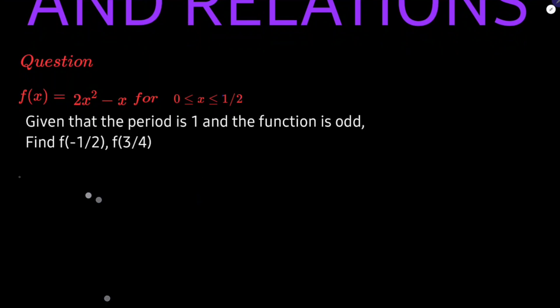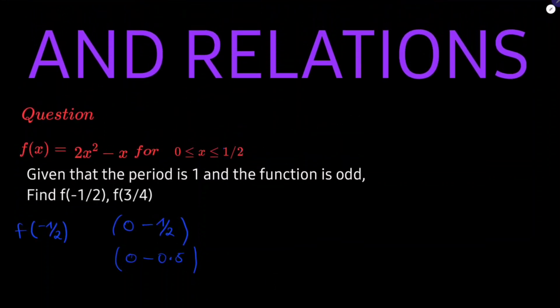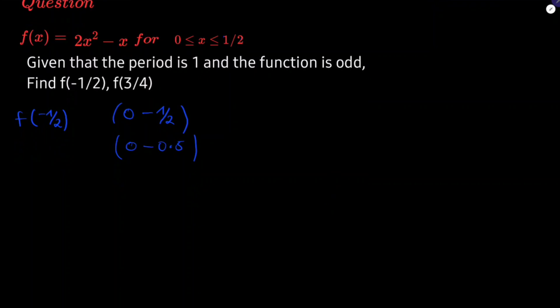So let's start. Let's take the first one, which is f of minus half. Now let's look at our range. Our range is from 0 to half, which is the same as 0 to 0.5. So this is our range. But the question said that the function is odd, so let's deal with that first.